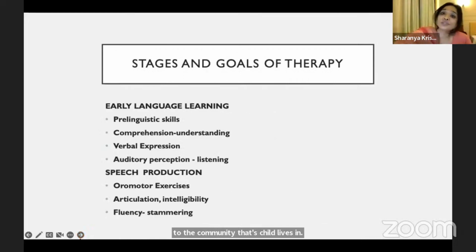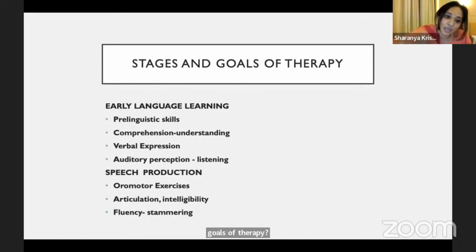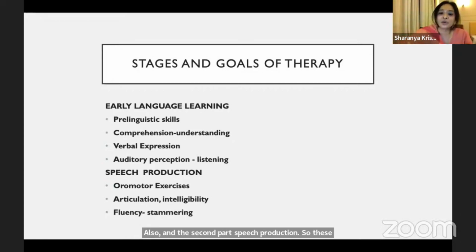Now, what are the stages and goals of therapy? So as I said, I've broadly divided this into two categories. The first one being early language learning for younger children, say 0 to 3 years, or 0 to 4.5 years also. And the second part, speech production. So these are two different aspects of therapy. Early language learning will focus on the pre-linguistic skills that I listed a while ago. Comprehension, that is understanding and creating a corpus, a bank of words, vocabulary in the child's brain, which it can utilize for verbal expression.